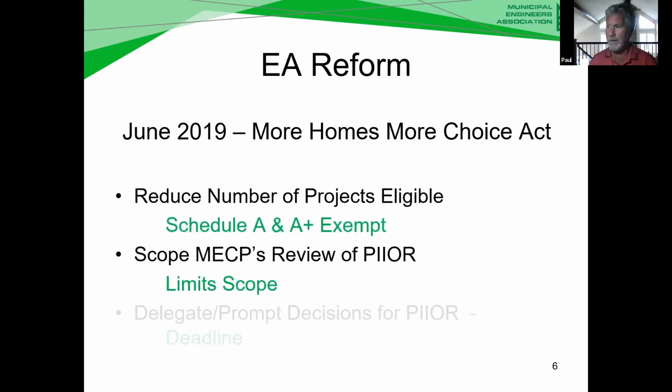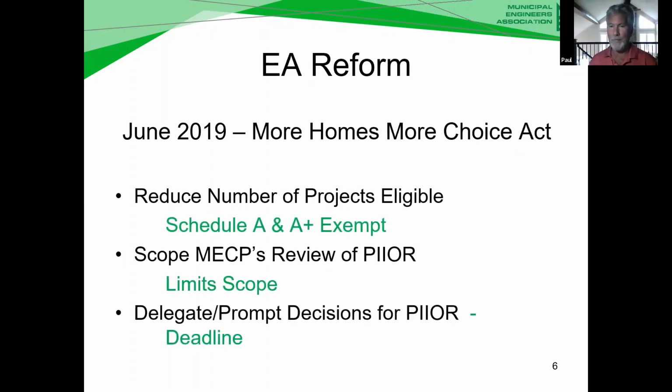So those discussion papers in April were followed very quickly by actual legislation in June of 19, the More Homes, More Choice Act. And it actually did reduce the number of projects that were eligible. It made sure that Schedule A and A plus projects were exempted from the Part 2 order request process. And then it scoped the limits of the Part 2 order review.